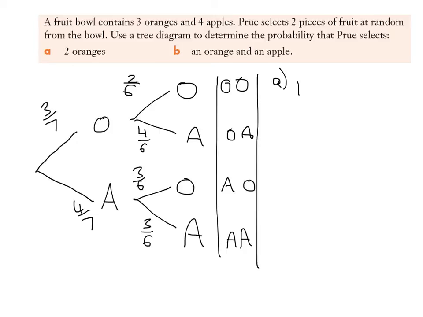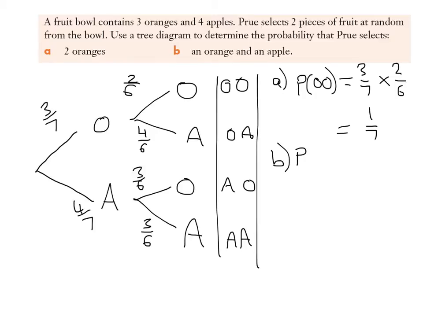A. The probability of picking a double orange is equal to the probability of picking a first orange, which is 3 out of 7. And because we're going along the line of the tree diagram, we're going to be multiplying the probabilities together, so that's 3 over 7 times 2 out of 6. I'll just get my calculator out to work that out. 3 over 7 times 2 over 6, and that's 1 out of 7. And there's your answer.